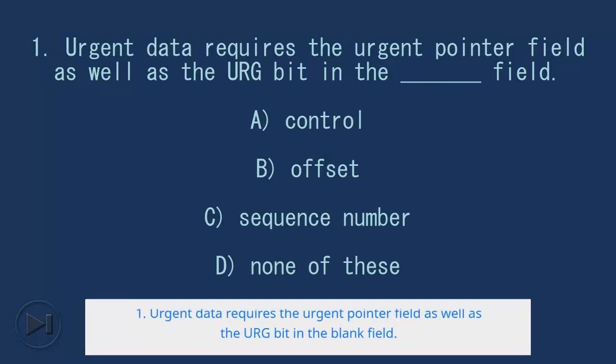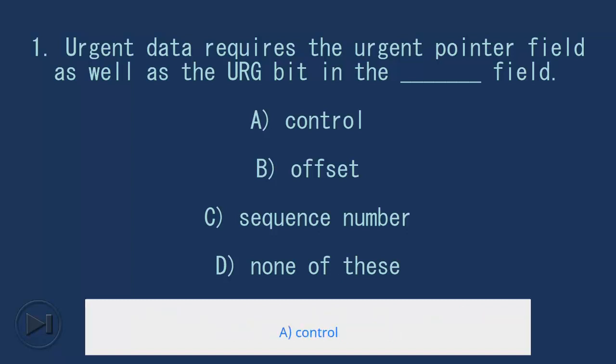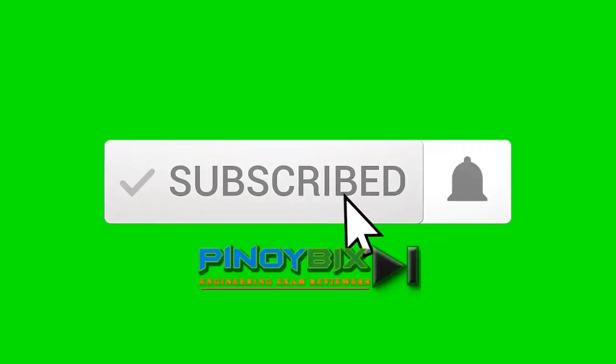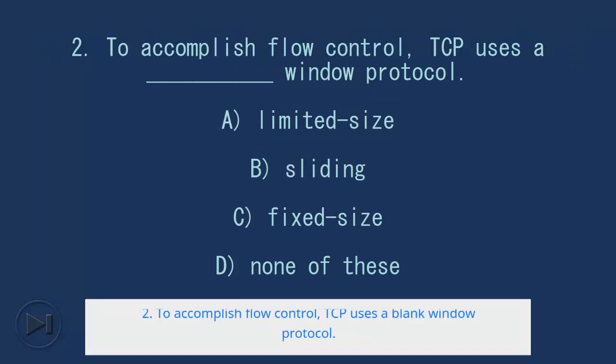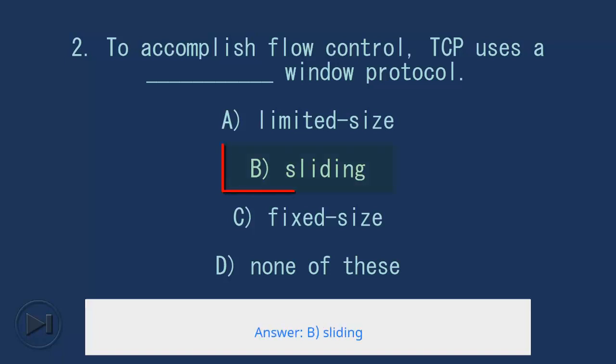1. Urgent data requires the urgent pointer field as well as the URG bit in the blank field. A. Control. B. Offset. C. Sequence number. D. None of these. Answer, A. Control. 2. To accomplish flow control, TCP uses a blank window protocol. A. Limited size. B. Sliding. C. Fixed size. D. None of these. Answer, B.